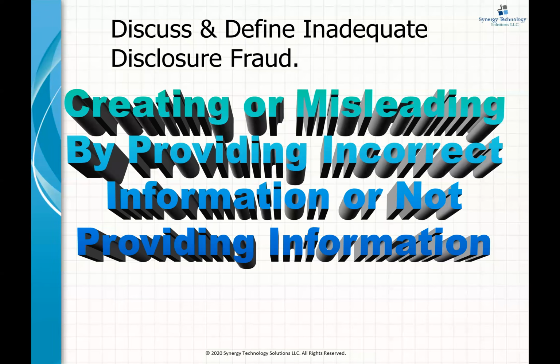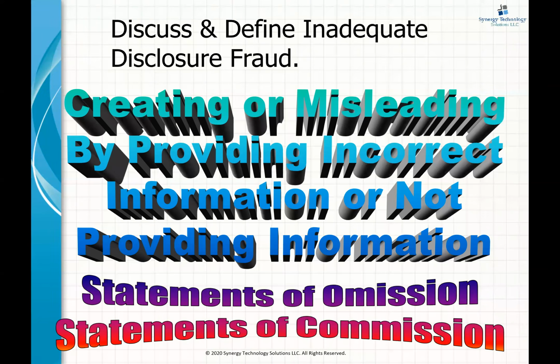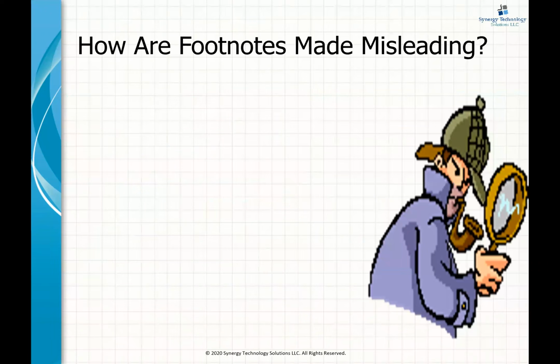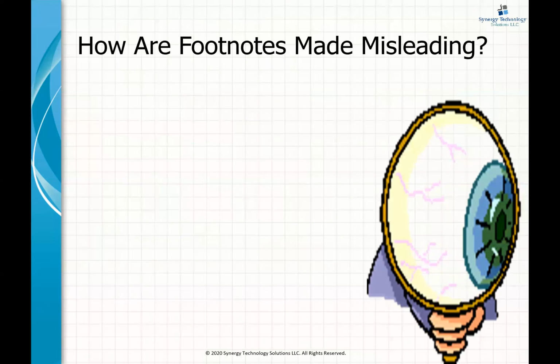Okay, there is a saying that a financial statement is like a two-piece bikini. It's not important what is disclosed, it's more important what is not disclosed. Okay, so that's what I did. I think that kind of tells you what needs to be looked at. But as an organization, they should disclose all the information that is pertinent. Statements of omission and statements of commission, we need to pay attention to those. Now, how are footnotes made misleading?